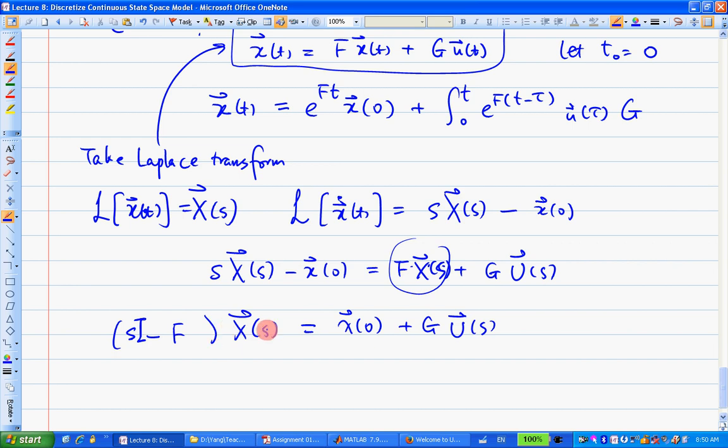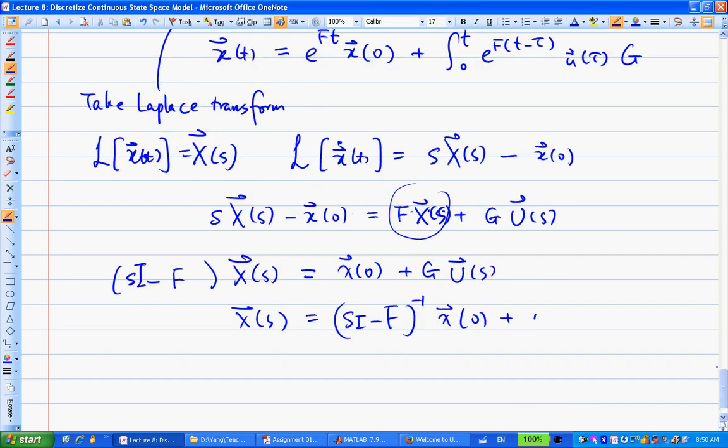Okay, so then we're solving for X of s here, right? X of s. So what do we solve for? Basically, it's like taking the inverse of this matrix here. You can multiply each side by the inverse of this matrix. And when you multiply each side by the inverse of the matrix, we have this one here.